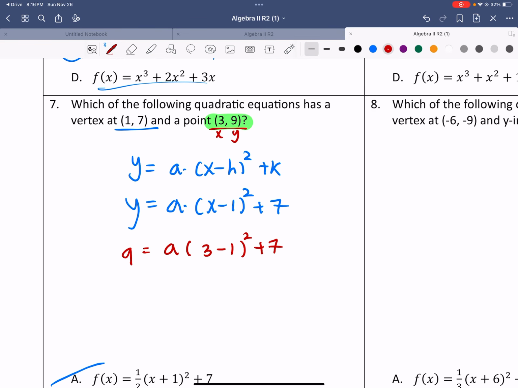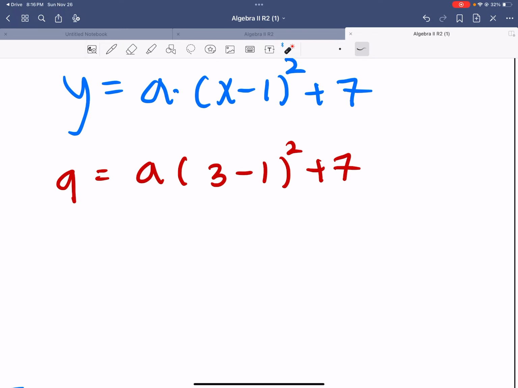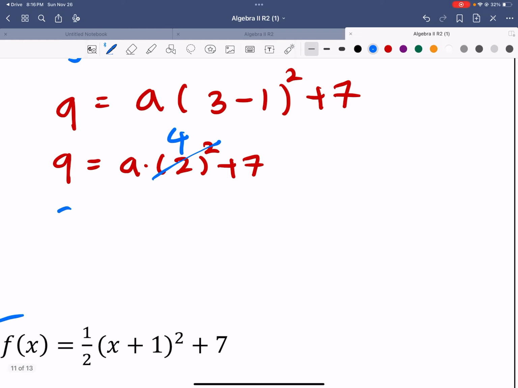Do you see? Instead of x, I'm going to put 3. Instead of y, I'm going to put 9. So don't mess this one up. That's the only thing that I'm kind of concerned about. a times 3 minus 1 is 2, plus 7. So here, 2 squared is the same thing as 4. So this is the same thing as 9 equals 4a plus 7.